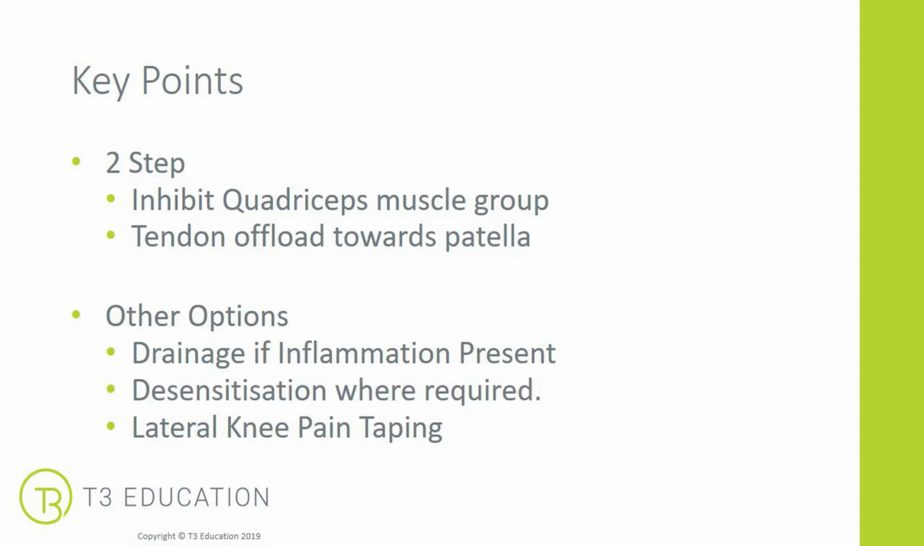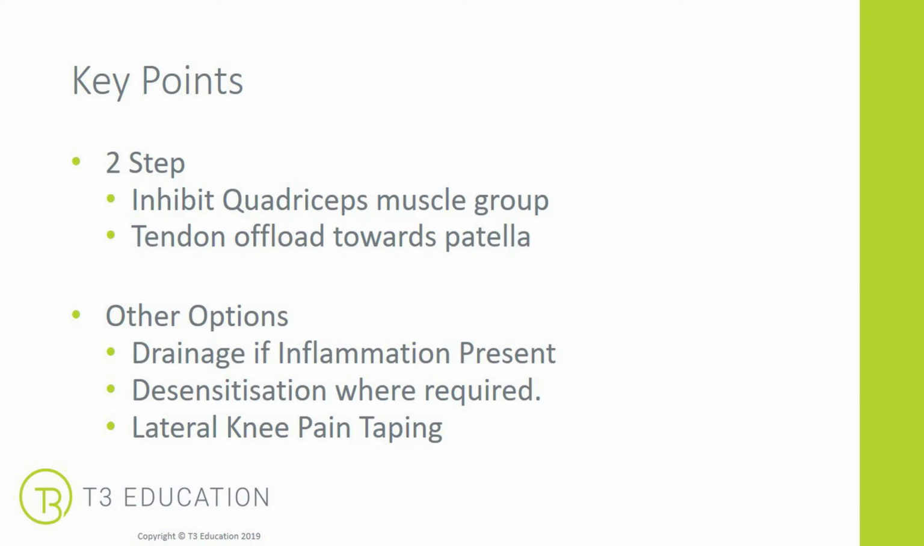Here are the key points for kinesiology taping for anterior knee pain. To recap for this client, the client or patient has been experiencing anterior knee pain, but it's due to an issue of strengthening of the whole of the quadriceps muscle group. So our taping is going to be broad. So the two-step process to begin with is about inhibiting the quadriceps muscle group in total and also offloading the tendon towards the patella to help reduce that pain and sensitivity in the area.